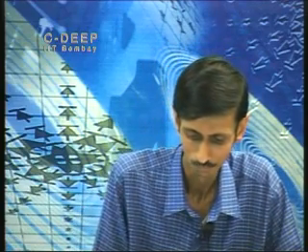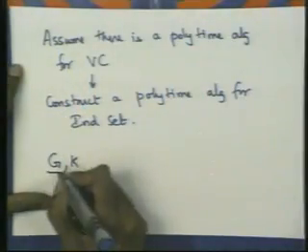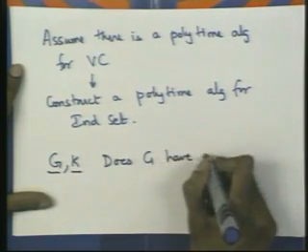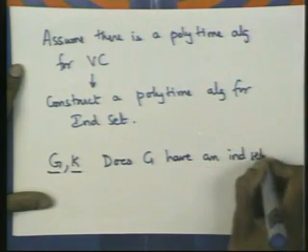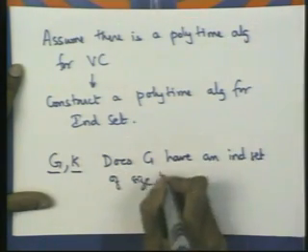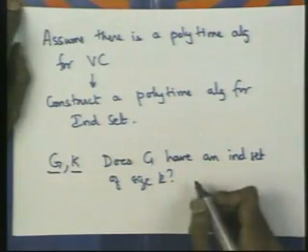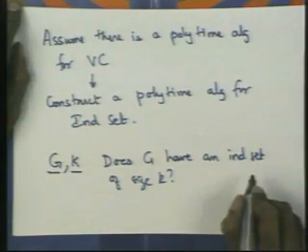Now, how does one do this? What's the relationship between vertex cover and independent set? Here's my graph G and k. I want to find out if this graph G has an independent set of size k. This is the algorithm we want to construct, one for independent set.